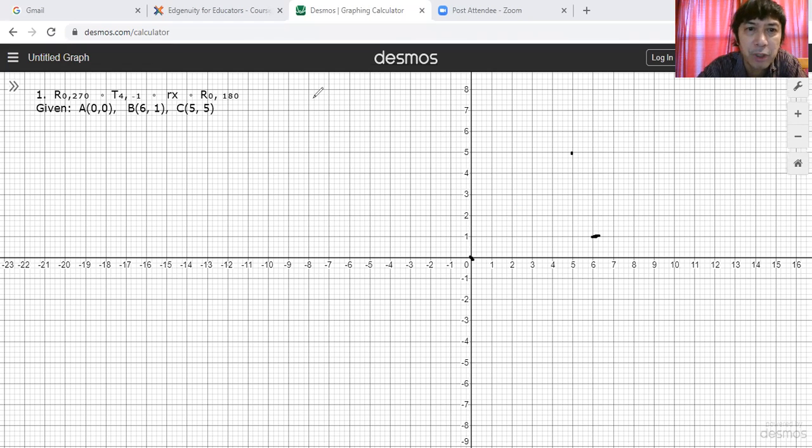Let me use a straight line. Okay, there's the first side. Here's the second side. And the third side there. Okay, we can do a little adjustment. So it's a little adjusted over there. Okay, and that's it. This is our figure. This is the pre-image using the given 0, 0, 6, 1, and 5, 5.